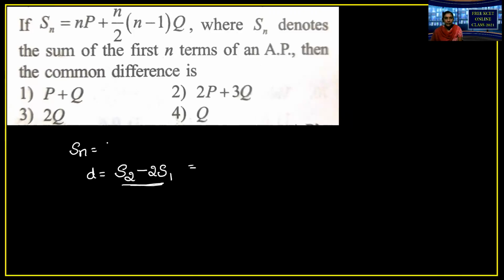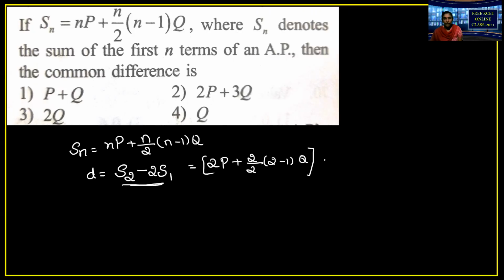So here Sn is given by np plus n by 2 into n minus 1 into q. Now substitute n is equal to 2. So we get 2p plus 2 divided by 2 into 2 minus 1 into q. This is S2, minus 2 times S1. For S1, in place of n you replace 1.